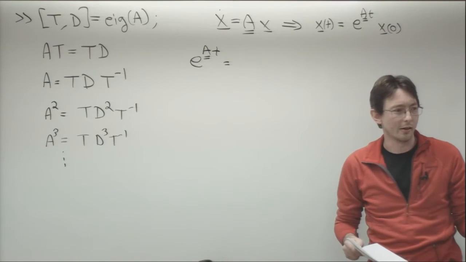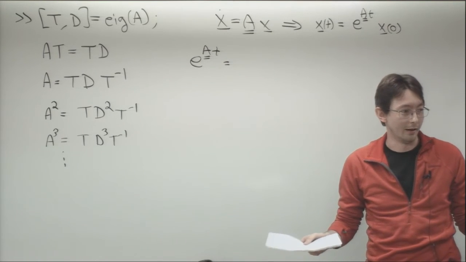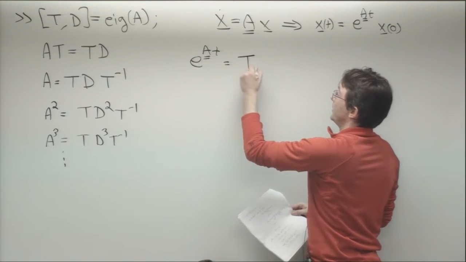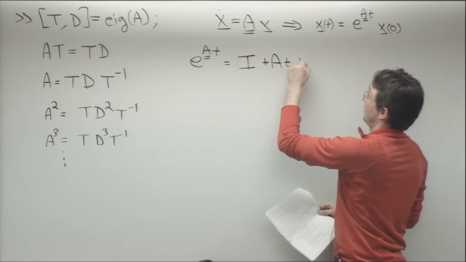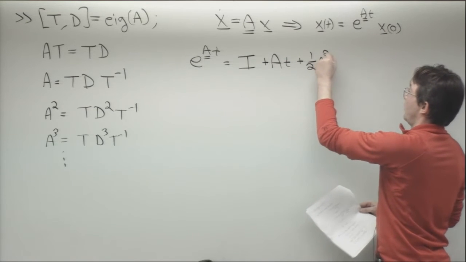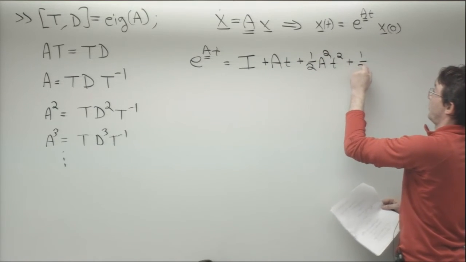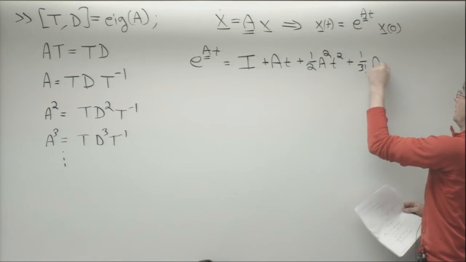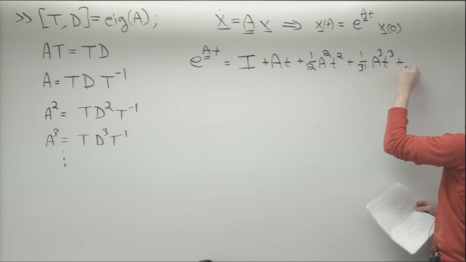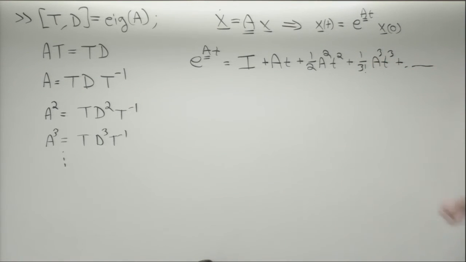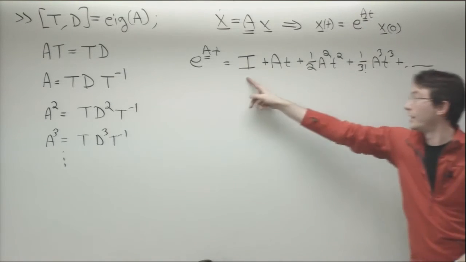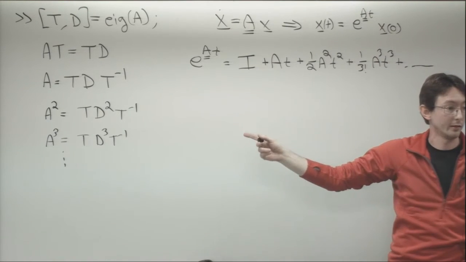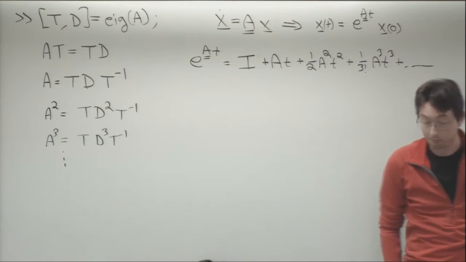Okay, so e to the At equals, last lecture I totally forgot to include any time. That was a mistake. So this equals the identity plus At plus 1/2 A squared t squared plus 1/3 factorial A cubed t cubed plus more stuff forever and ever. A is a matrix, A squared is a matrix, A cubed is a matrix, identity is a matrix. This whole thing is a matrix, a matrix of time.